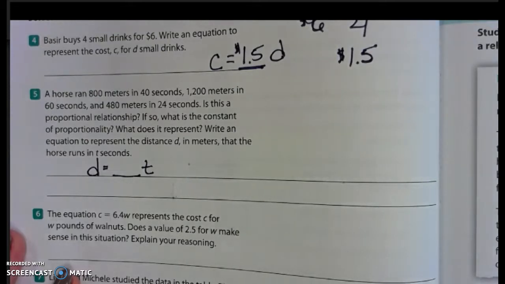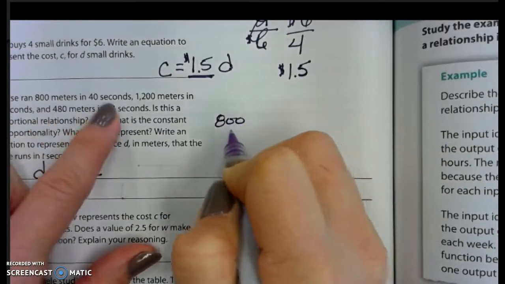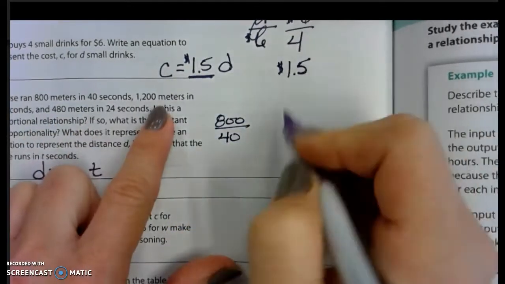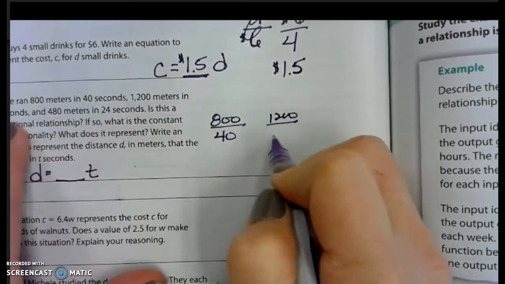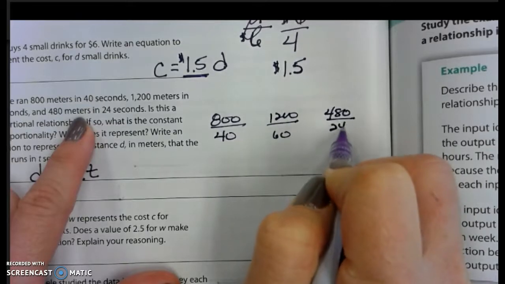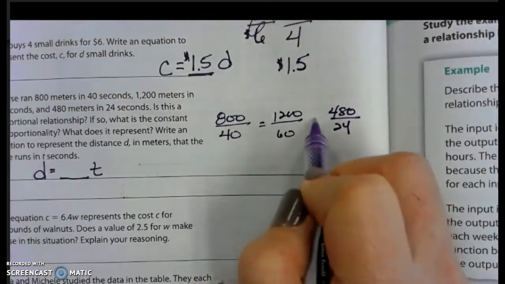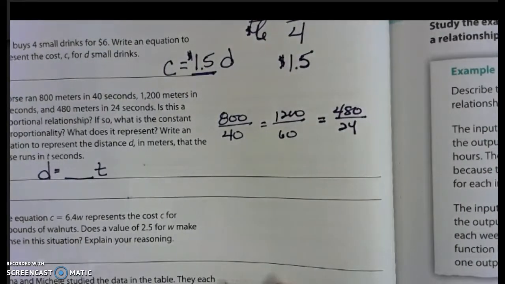Now they've given us 3 different pieces of data. We want to calculate a unit rate. We want a distance per second. Distance 800 in 40 seconds. A distance of 1,200 in 60 seconds. And a distance of 480 in 24 seconds. Now, if this is a proportional relationship, all 3 of these ratios will be the same. Okay? If they're not the same, then it's not proportional.